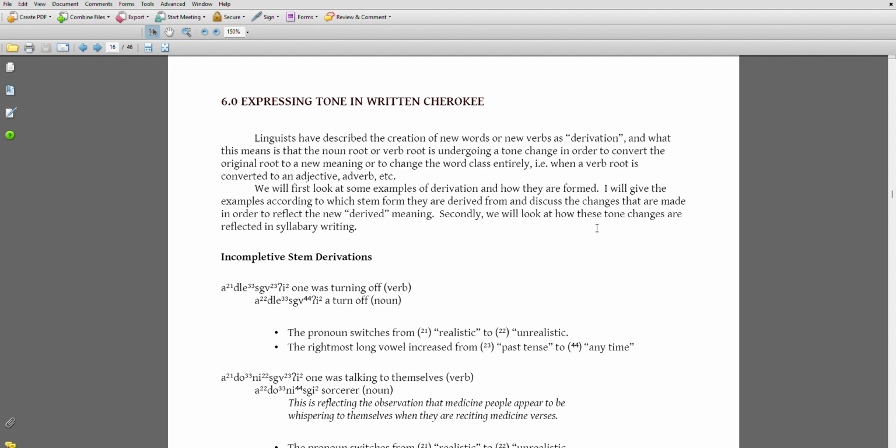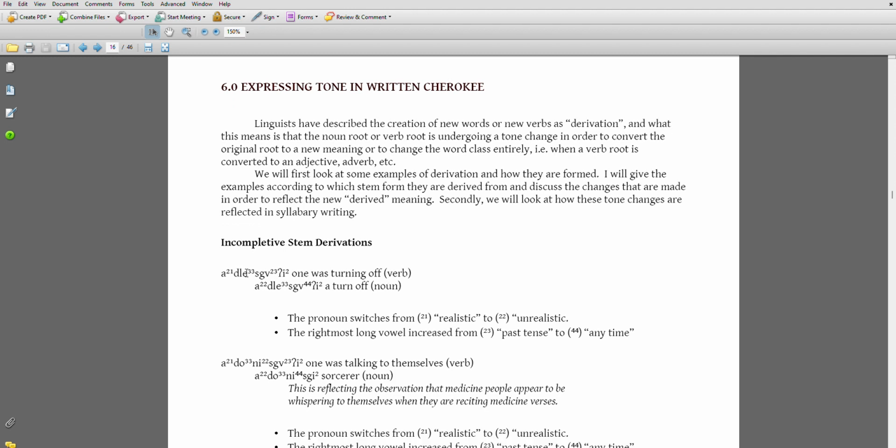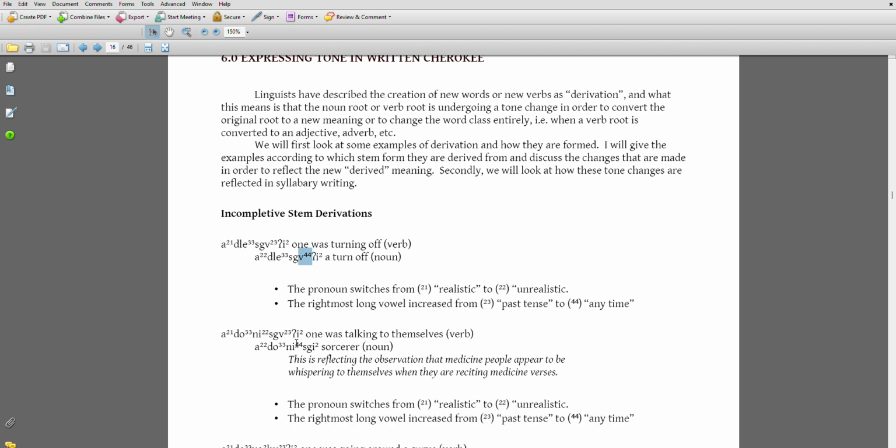Incompletive stem derivations. So we're going to take the verb form, adlaeskai. That means one was turning off. And we're going to apply the tone change to the rightmost long vowel, and say adlaeskai, a turnoff. So we took that verb and converted it to a noun. The pronoun switches from 2-1 realistic to 2-2 unrealistic. The rightmost long vowel increased from 2-3 past tense to 4-4 anytime. And that is what converted that to a noun. Okay?